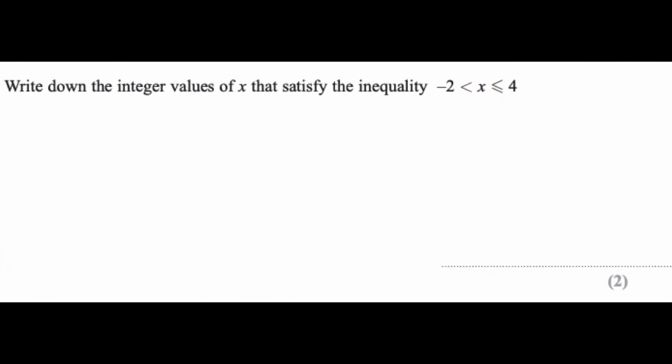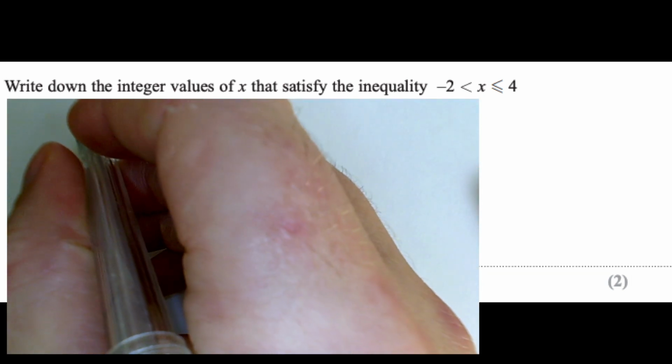Right, so the first thing we want to do is to write down the integer values of x that satisfy the inequality that -2 is smaller than some number and that 4 is larger or equal to some set of numbers. Okay, so that's the way to read these inequalities: less than and less than or equal to. Those are the two inequalities we've got here.